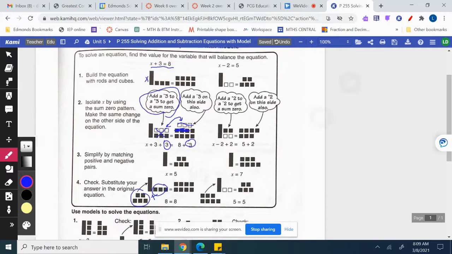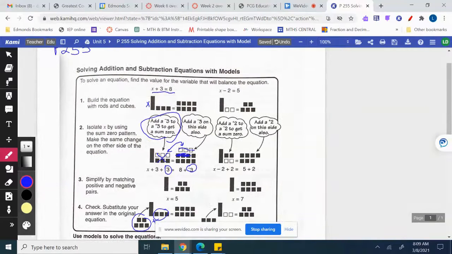Now I want to show you what it looks like when we have to subtract. So now we have -2, that's why there's 2 white blocks. And to cancel that -2, we have to add a +2. And if we do it to one side, we have to do it to the other. So that's why they add 2 to both sides. I'm left with just x on the left-hand side because these cancel each other out. And then I add up my blocks on the other side because I have no blocks to cancel out. I'm left with x equals 7.